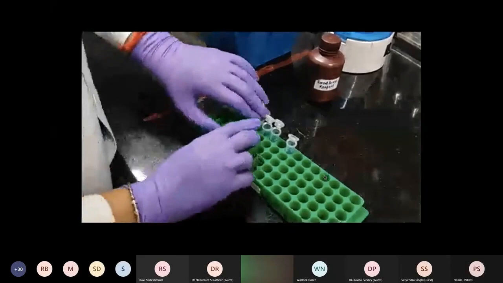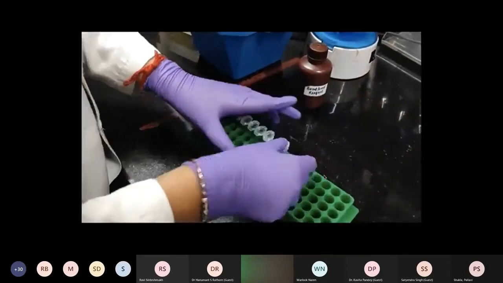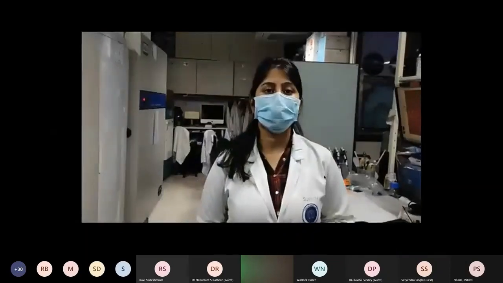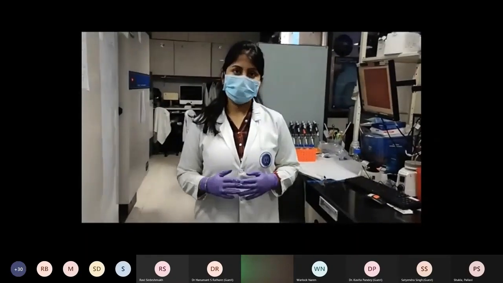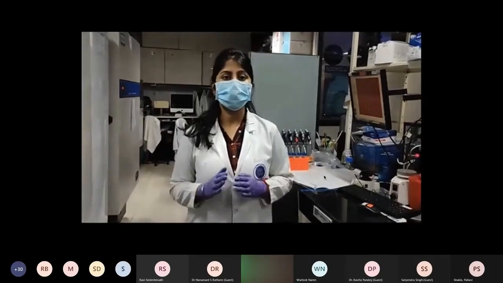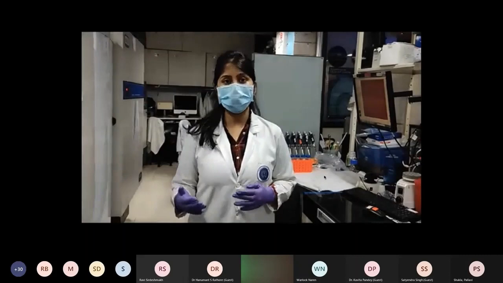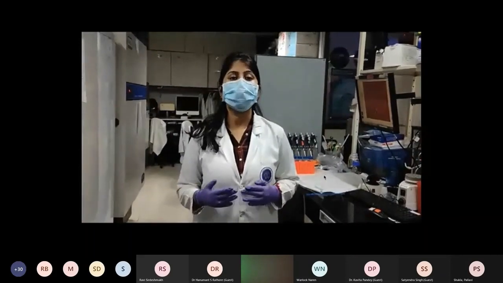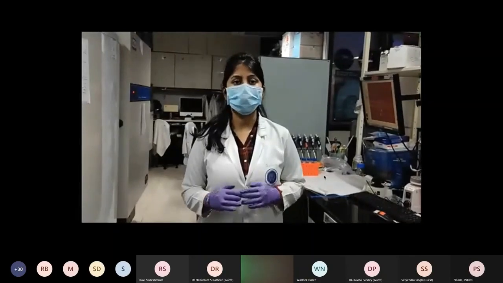After addition of reagent, now the tubes should be kept in dark for 5 to 10 minutes. Bradford reagent exists in 2 different forms. One, when it is unbound, it is in brown color, and then when it binds to protein, it becomes blue color. So the intensity of blue color is directly proportional to the amount of protein present in the given sample.